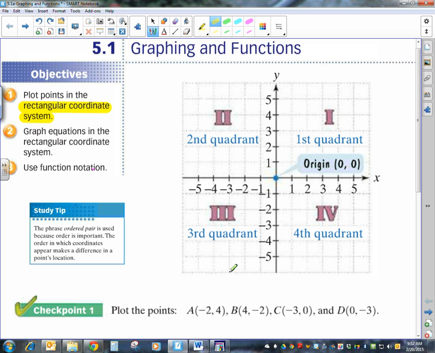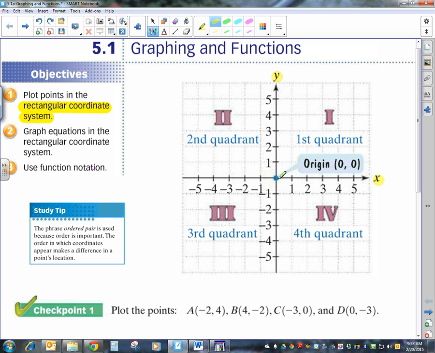I think you're familiar with this coordinate plane. You have the horizontal line being your x-axis, the vertical line being your y-axis, and that divides the plane into four parts, each one called a quadrant. You always start on the positive, positive first quadrant, and it goes counterclockwise. So first quadrant, second quadrant, third, and fourth. The point where the two axes meet is called your origin.